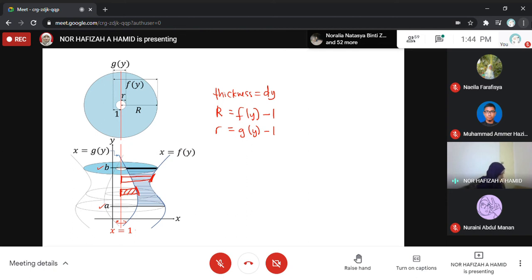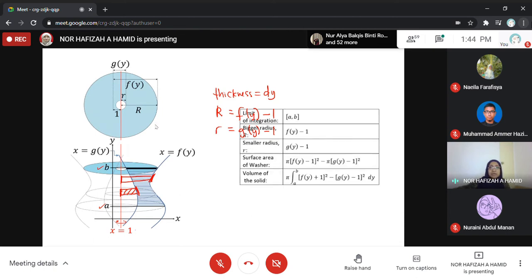Next we have case 3. Untuk case 3, nanti masukkan dalam formula dia macam ni. Ni tersilap ni, ni suppose minus. You ikut yang atas ni, yang atas ni dah betul. So the Fy minus 1 and Gy minus 1. Bawah ni suppose is minus.